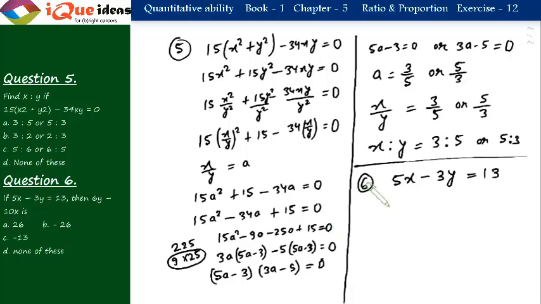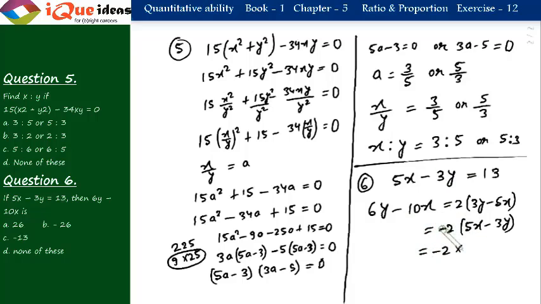So for 6y − 10x, the only thing that we need to do is take 2 common. So it becomes 3y − 5x, and taking the minus sign common, there is −2 into (5x − 3y). Hence we can calculate: we already know 5x − 3y is given equal to 13. So it is −2 into 13, that is −26. That's the answer of this question.